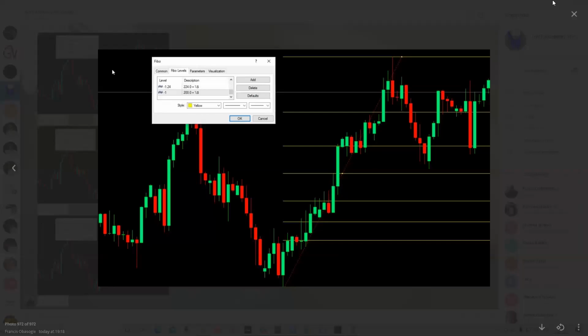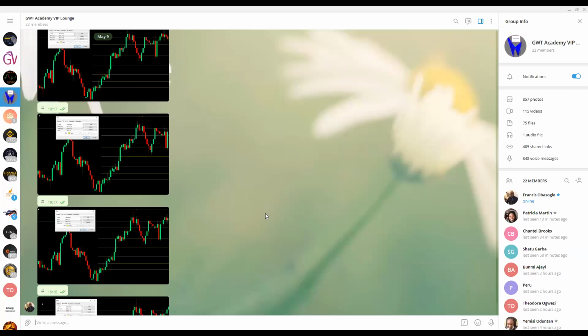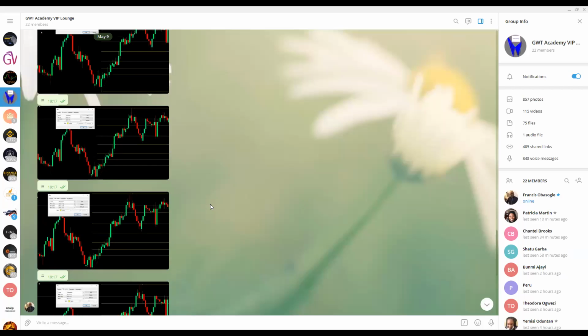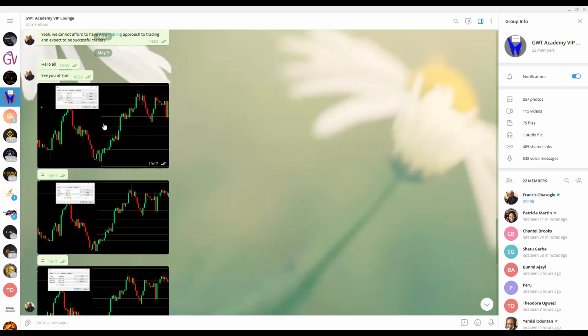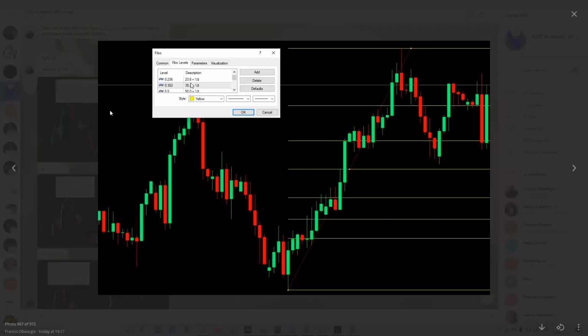Okay, so we can see here, these are obviously the levels. Let's start from the top. I posted 6 of them there. Let's start from this one. We can see here, these are the regular levels that we are used to: 23.6, 38.2, 50.0, and all that. These are not negative.